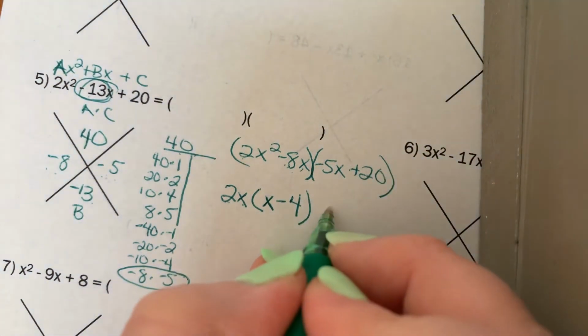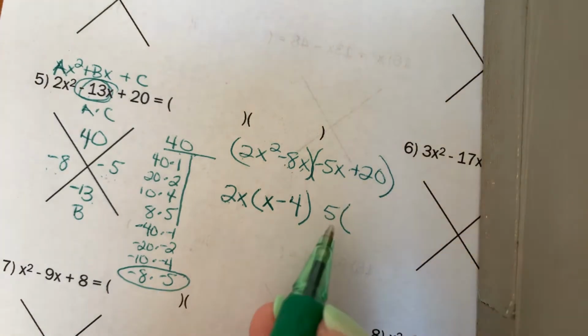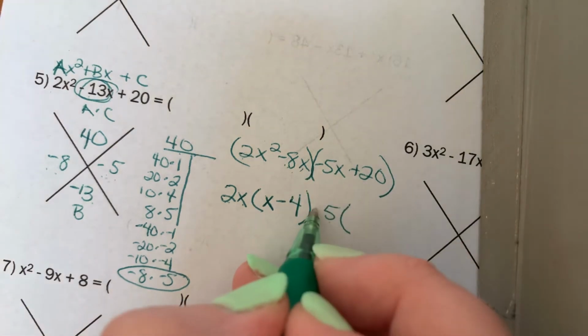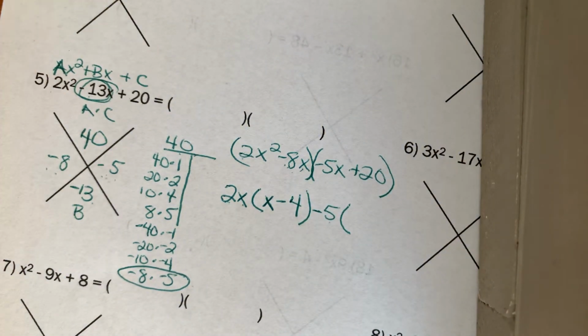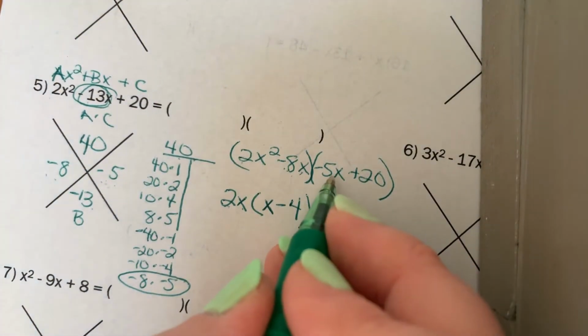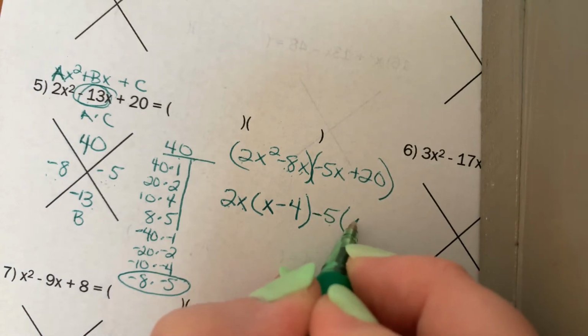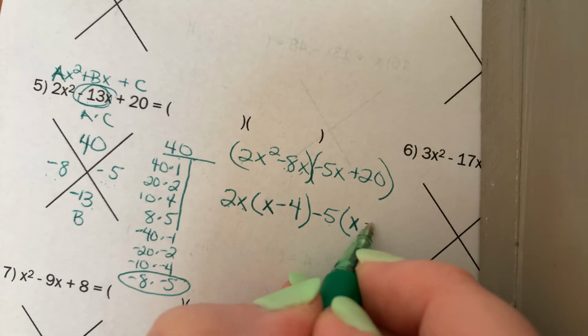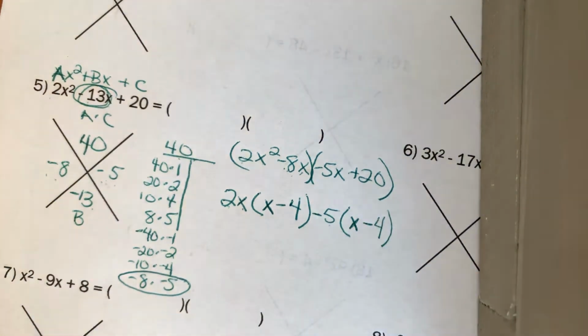5 and 20 have 5 in common. I need to figure out if this 5 should be a positive or negative, so I look back at this term. This term was a negative, so that means this greatest common factor also has to be a negative. So dividing, negative 5 divided by negative 5 is 1. I'm going to be left with just 1x. 20 divided by negative 5 is going to be negative 4.